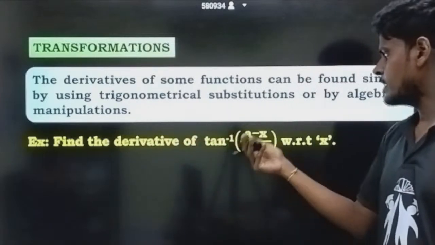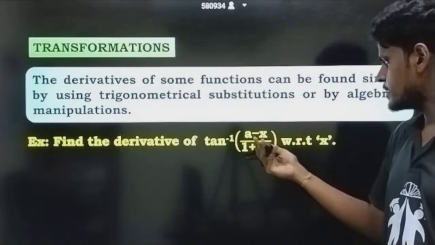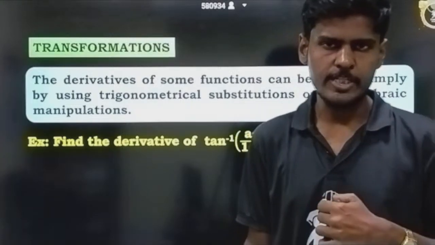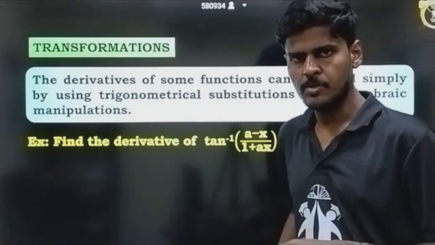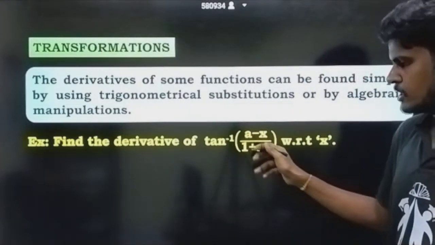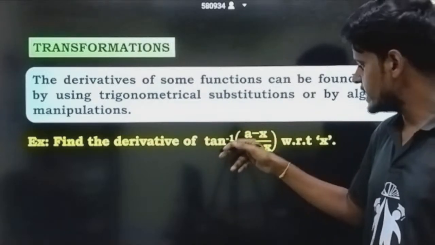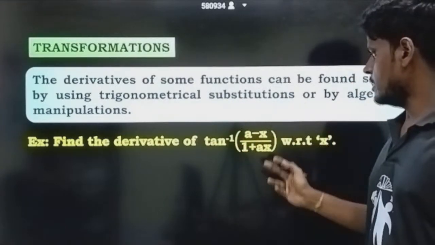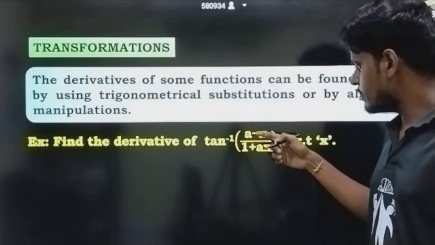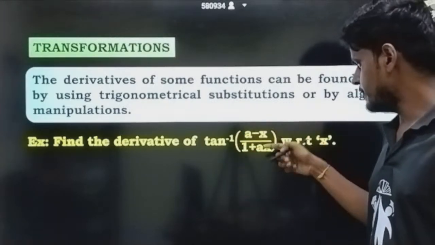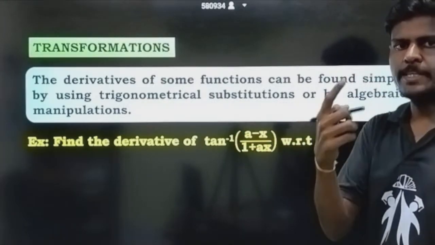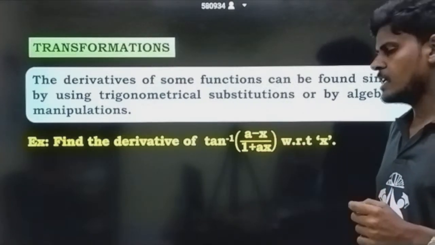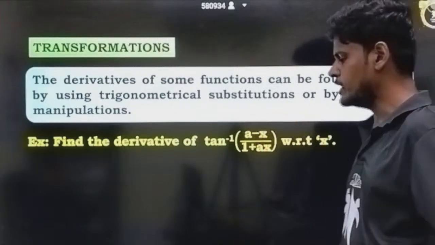Find the derivative of tan inverse of (a minus x) by (1 plus ax) with respect to x. We can also differentiate this directly by using the chain rule. Then we will get 1 by 1 plus the square of (a minus x) by (1 plus ax), into differentiation of this, which will be again the quotient rule, u by v form. Again we have to apply the formula, so it will be a very lengthy question. Instead, what we will do is try to simplify this term.